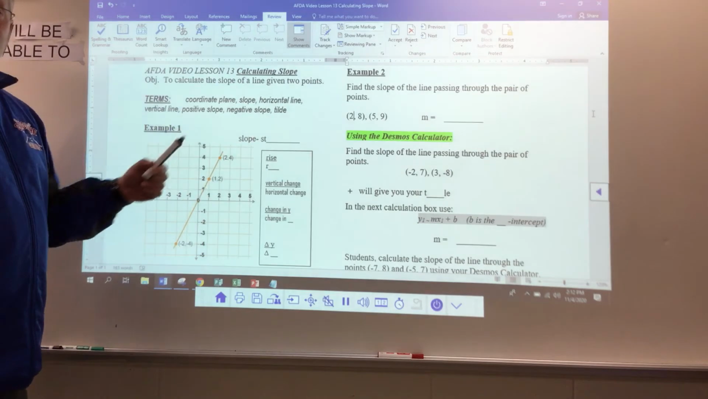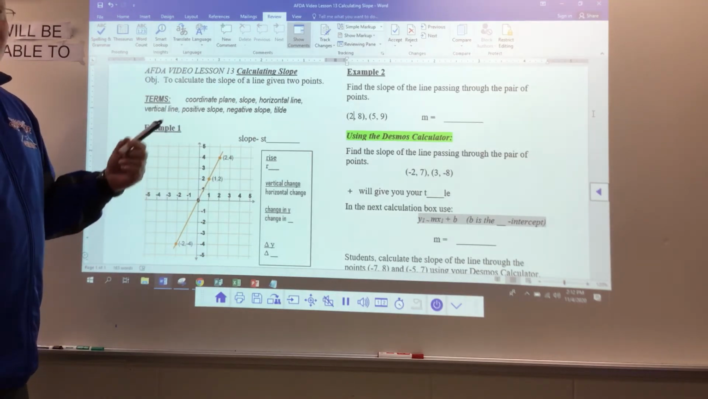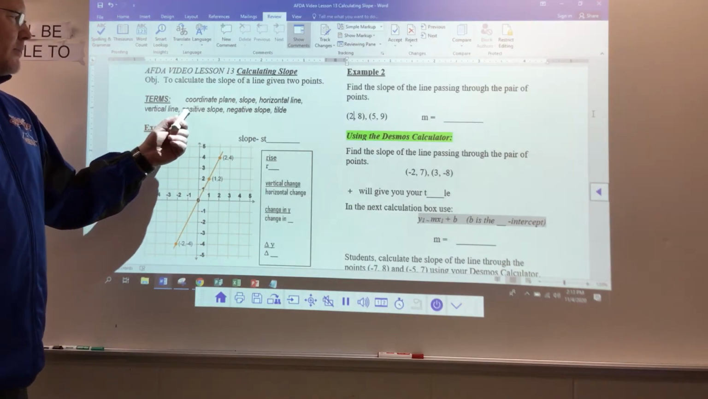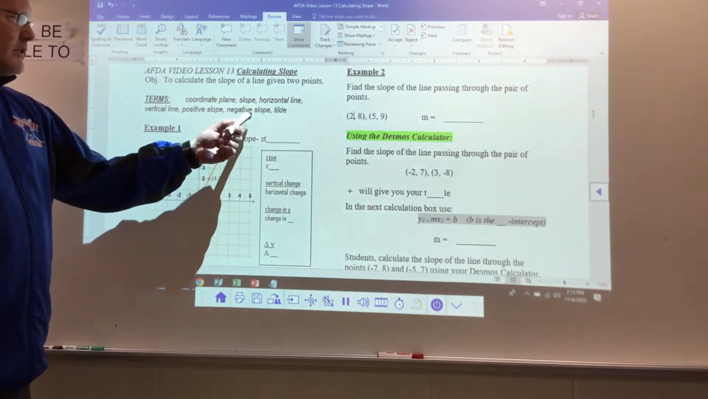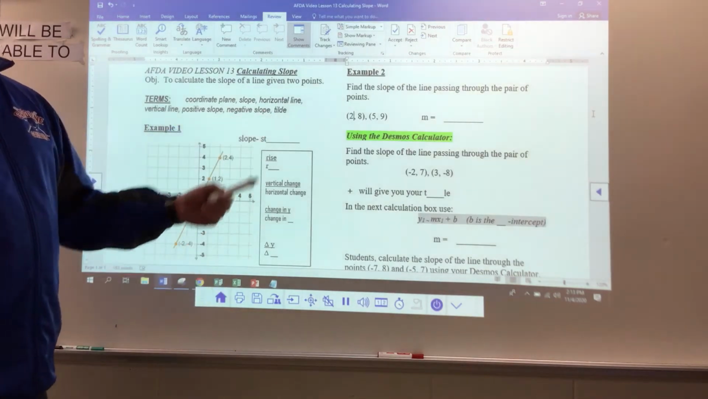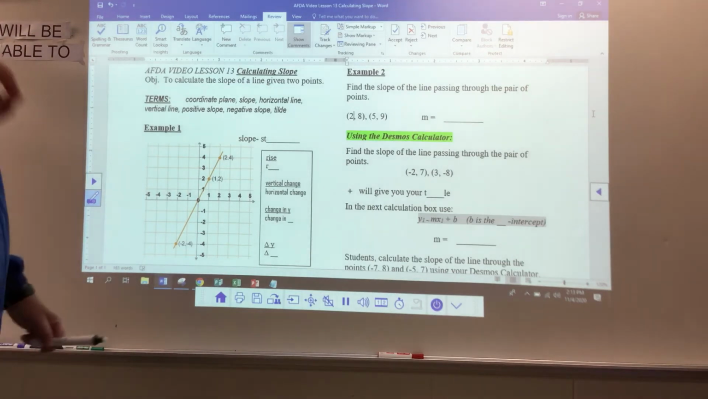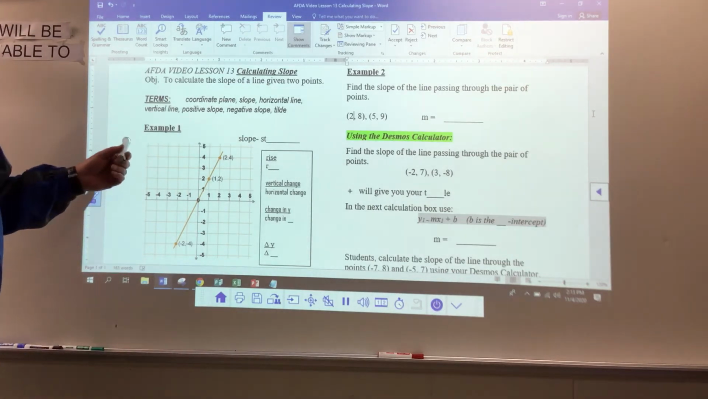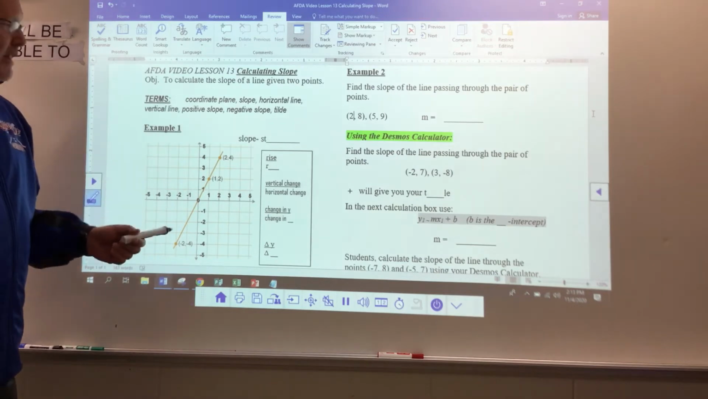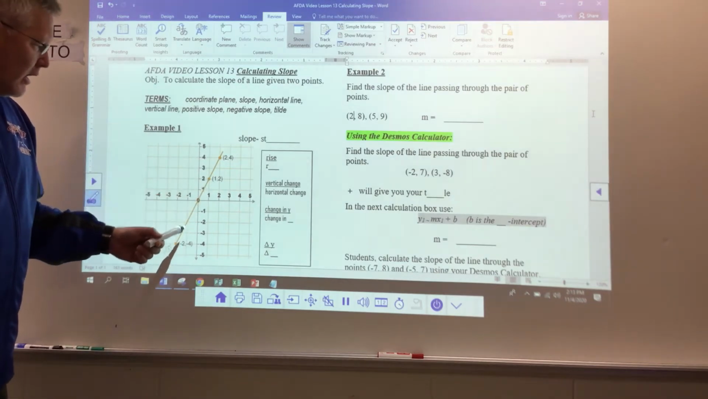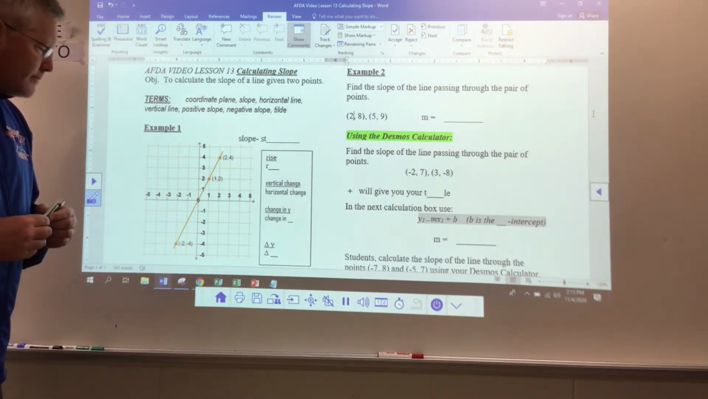A horizontal line we'll talk about, a vertical line, we've talked about those things already. Something called positive slope, negative slope, and this little odd word here called tilde. We'll be using that today. That's just something that's on your keyboard that we'll point out to you shortly. Now, example 1 here has a graph of a line, and they've highlighted 3 points on that line.